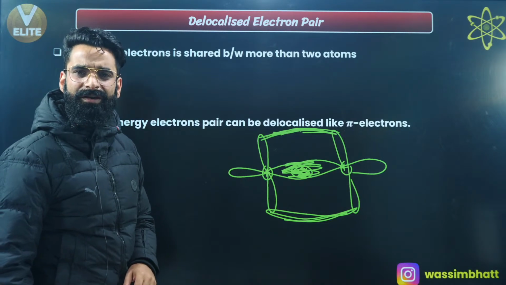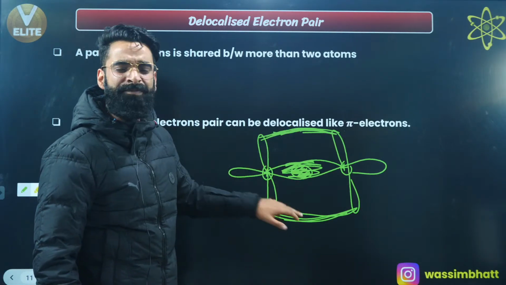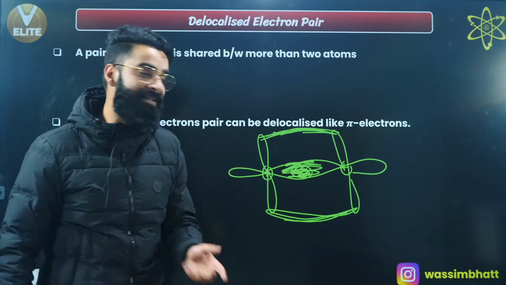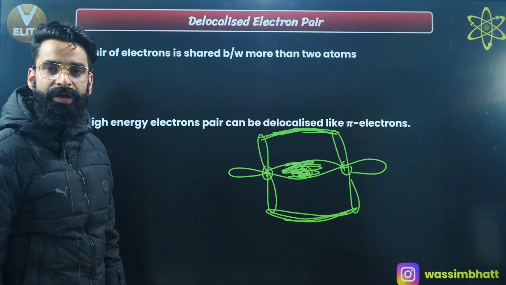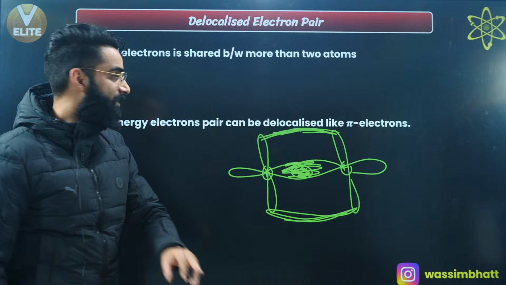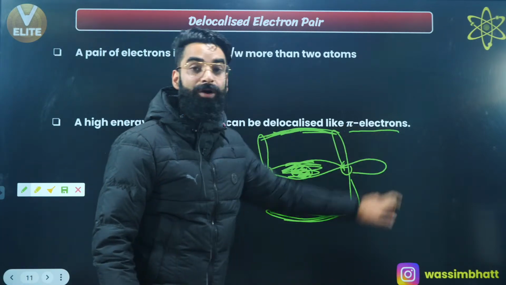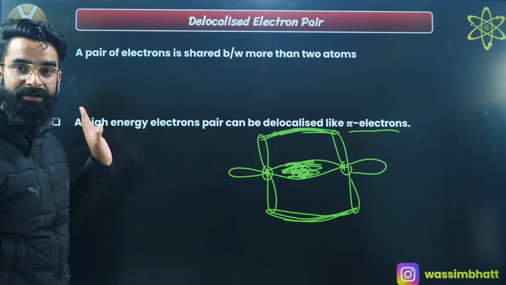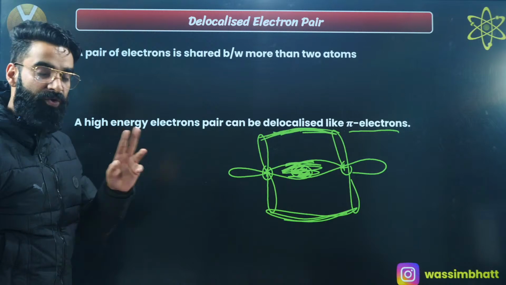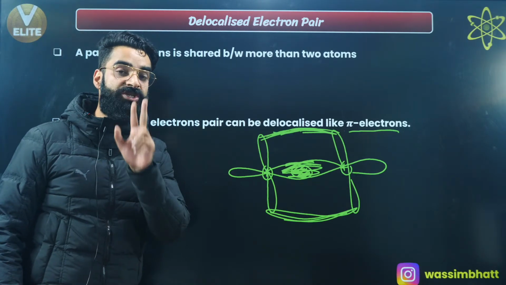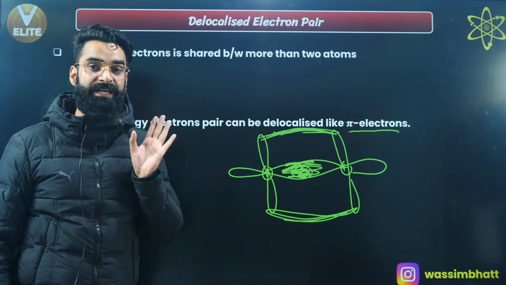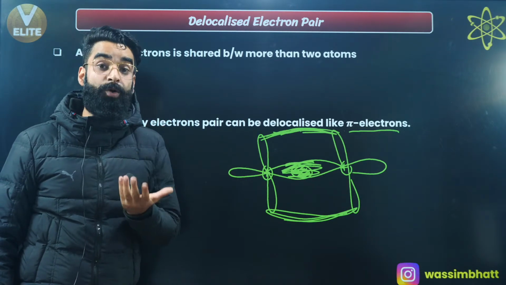Why is that? Because the force experienced by the pi electron density is less than the force experienced by the sigma electron density. That's why I said pi electrons are the high energy electrons. So first of all, what are delocalized electrons? That pair of electrons which is shared between more than two atoms is called delocalized electrons, the delocalized electron pair.